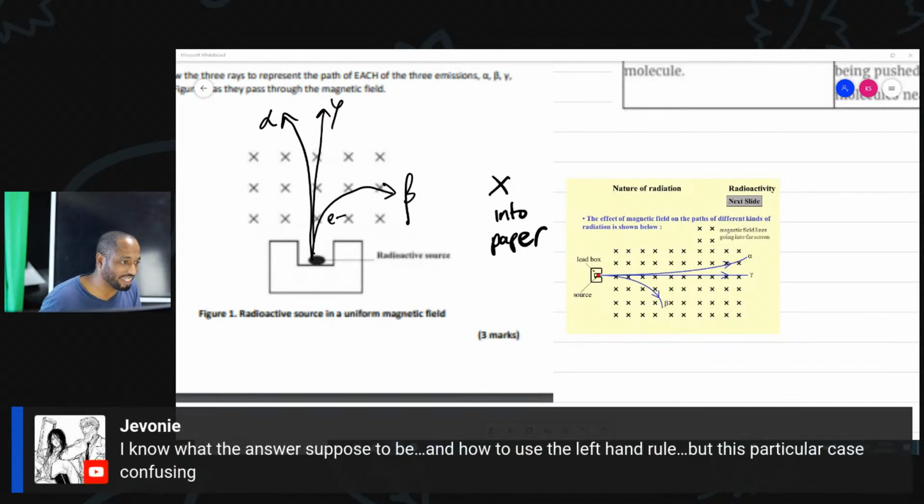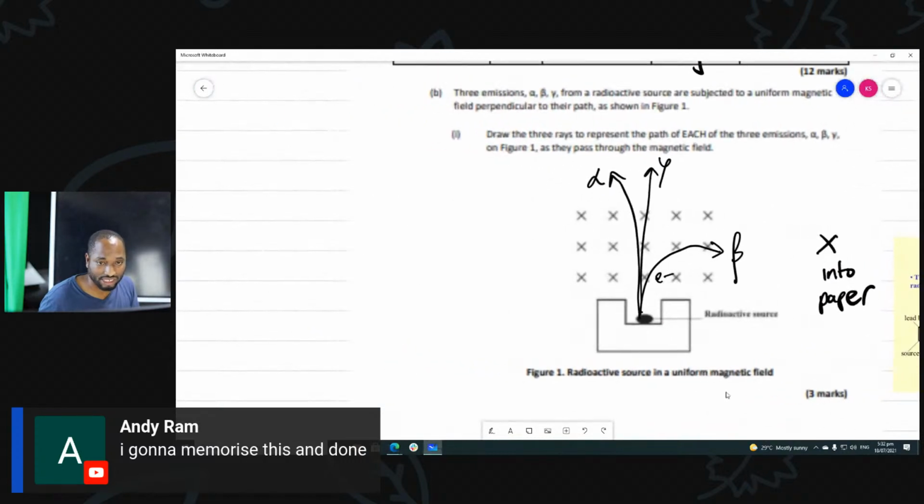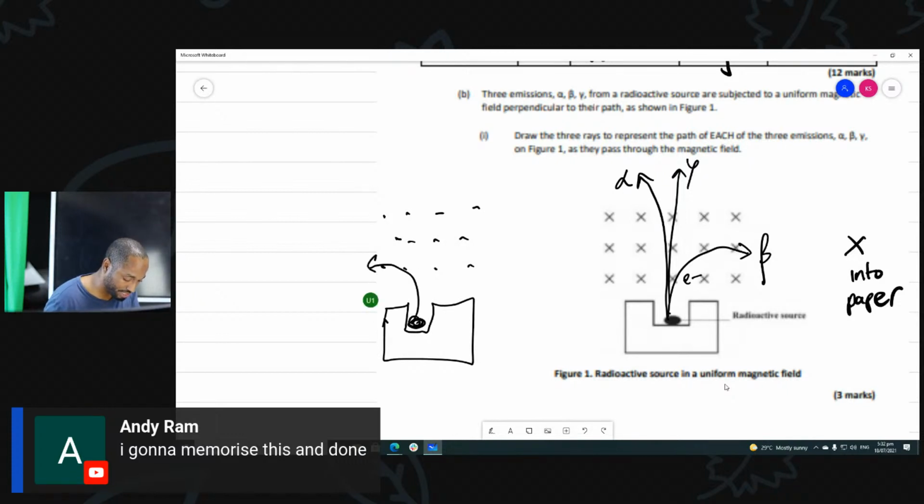You know what the answer is? I'm gonna memorize this and done. But remember, if the field was out of the paper instead, dots, you would expect the mirror image of what you're seeing there to happen, right? The beta will go this way. Say in the chat if you understand that part though. And with that, you're good too.